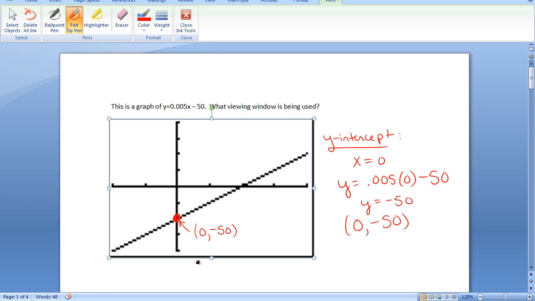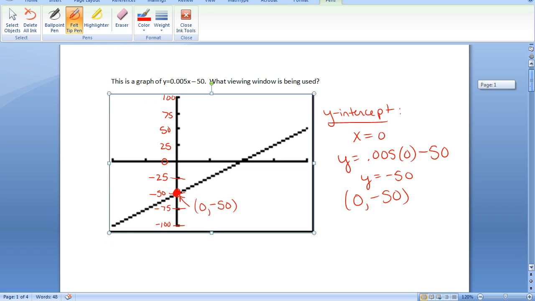Now that I've labeled that, I can go ahead and also label these tick marks. I notice that this y-intercept seems to occur right on one of those tick marks. So if that is a tick mark, and this, and this, and this, and all tick marks are equally spaced, we must have that this tick mark would be negative 25, this is negative 50, here's negative 75, and negative 100. The x-axis occurs at 0, so that going up the other direction, we have 25, 50, 75, 100.